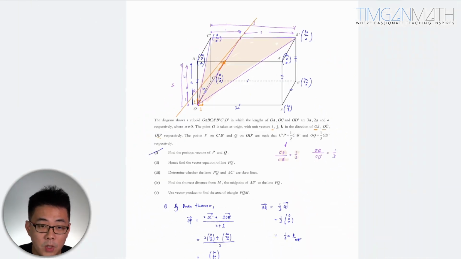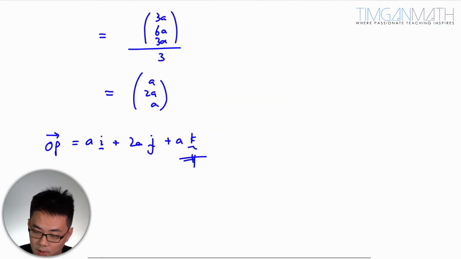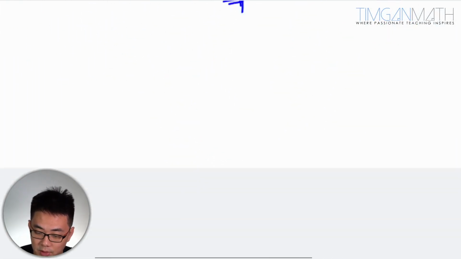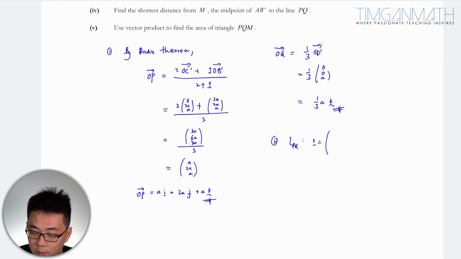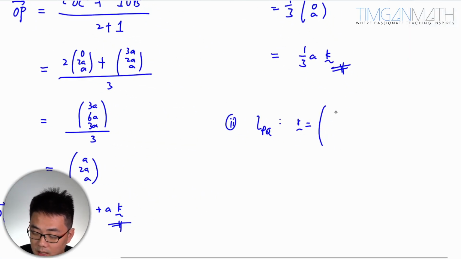Now P to Q, you need two positions, as in two points, to form a line equation. That is what we know. Very quickly we can just write down the line PQ is actually just r. Then you can just use either OP or OQ, it doesn't matter. So I'm just going to use OQ maybe. So 0, 0, 1/3 A. Okay, plus lambda PQ.